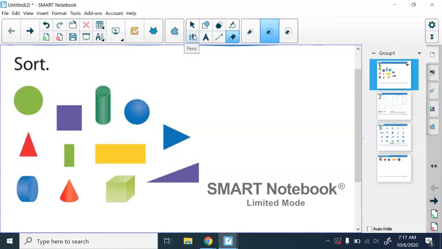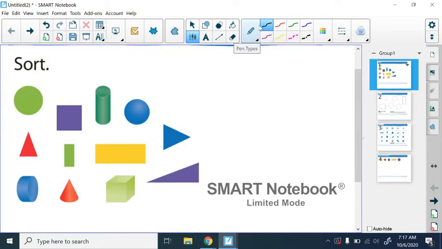Hello, boys and girls, and welcome to another day of practicing our shapes. So to start us out, this page says to sort these shapes. So take a good look at these shapes. How would you sort the shapes on this page?